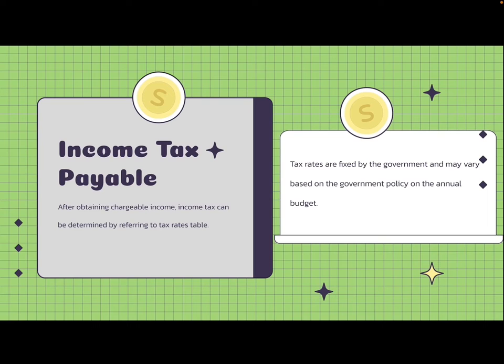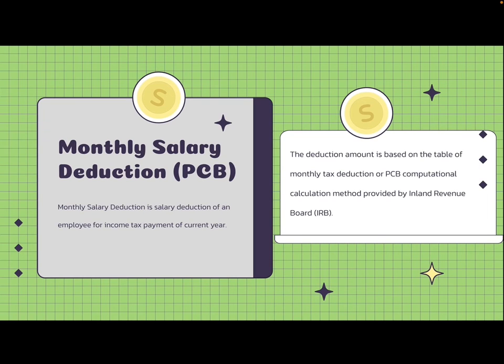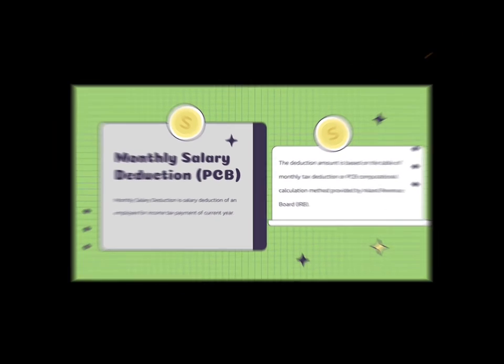The last is monthly salary deduction, PCB. Monthly salary deduction is the salary deduction of an employee for income tax payment of the current year. The deduction amount is based on the table of monthly tax deduction or PCB computational calculation method provided by the Inland Revenue Board.